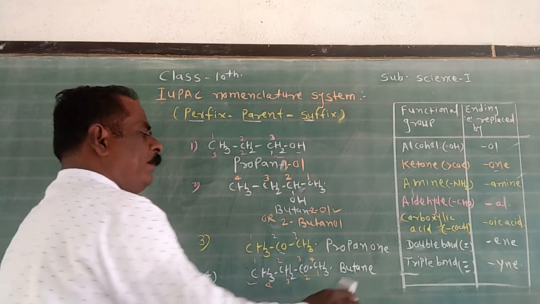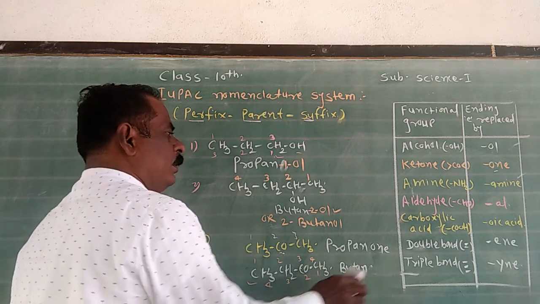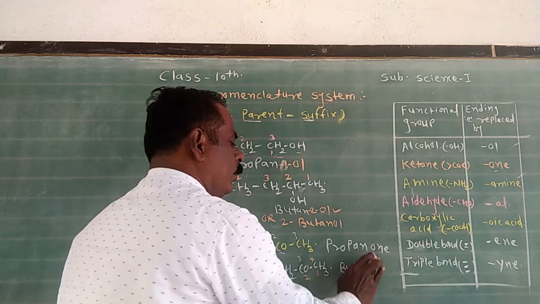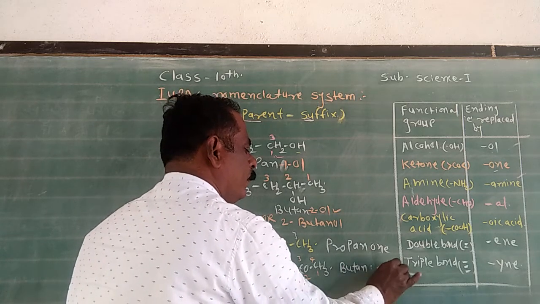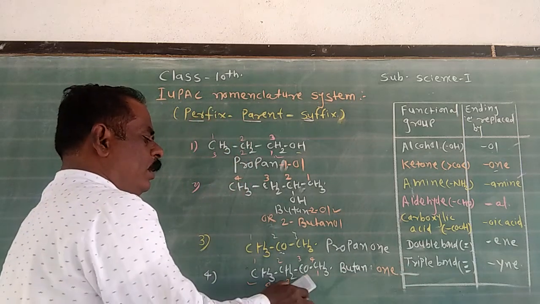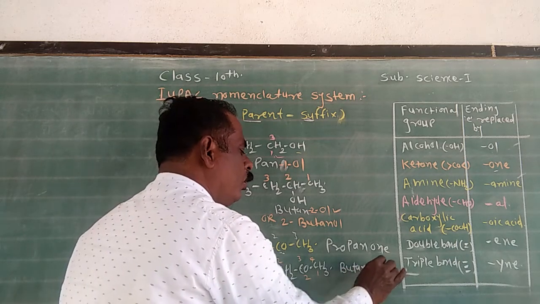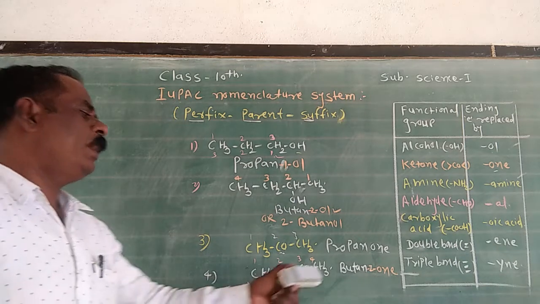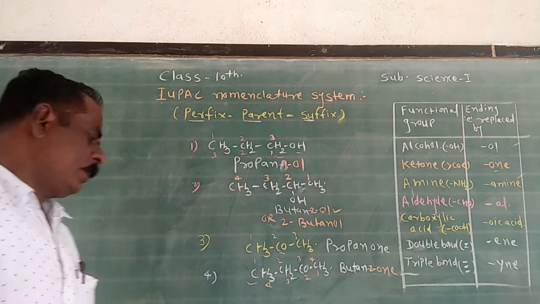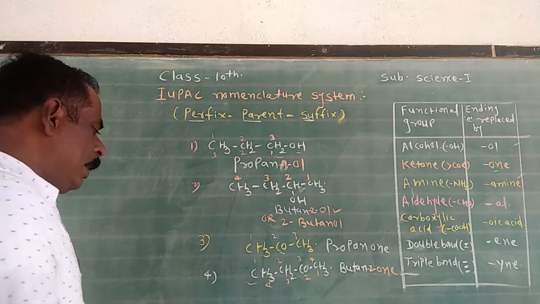E is replaced by ONE because the CO group is present here. The position of the CO group is 2. Write the number 2: butane-2-one. Next example, take the amine.